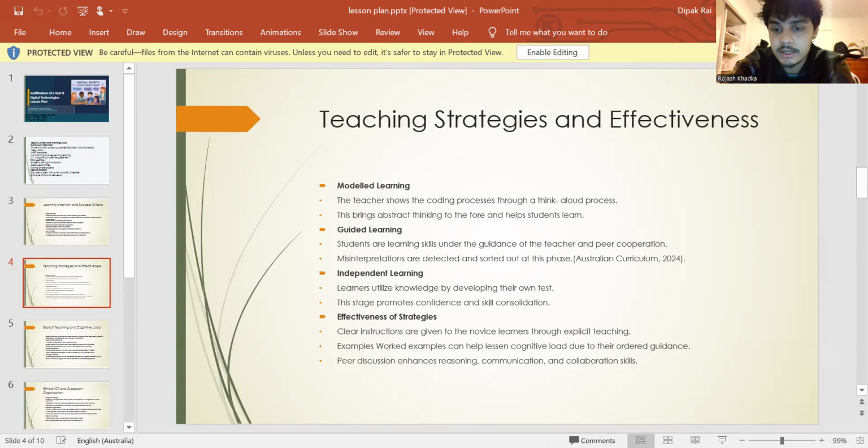Finally, independent learning enables students to apply their knowledge by creating their own quiz. This builds confidence and reinforces learning. These strategies are effective because they provide clear instruction while gradually increasing student independence.